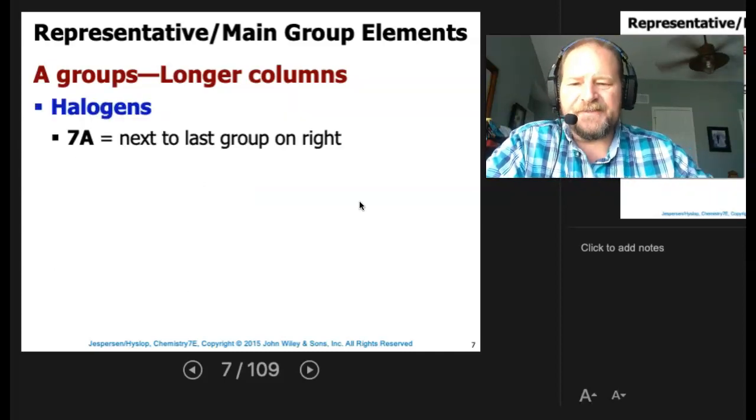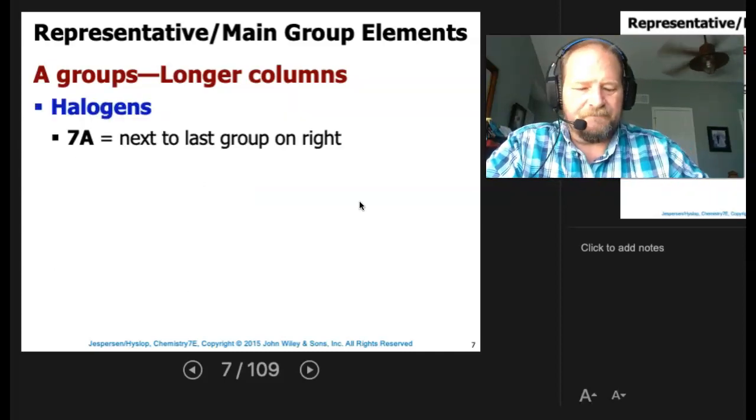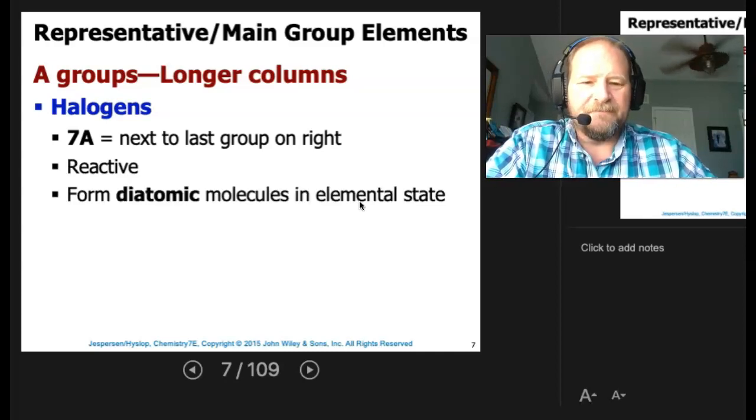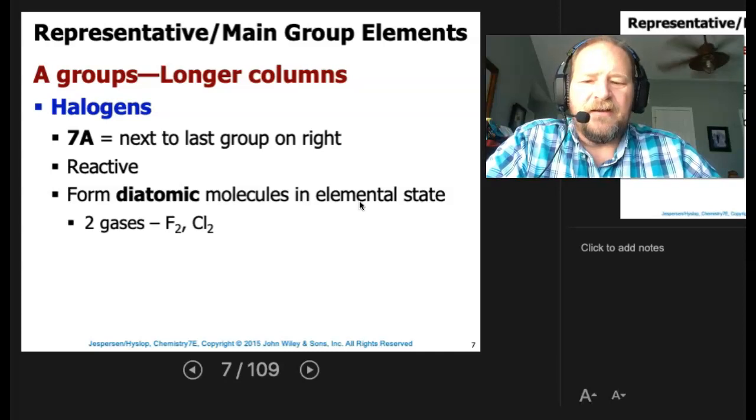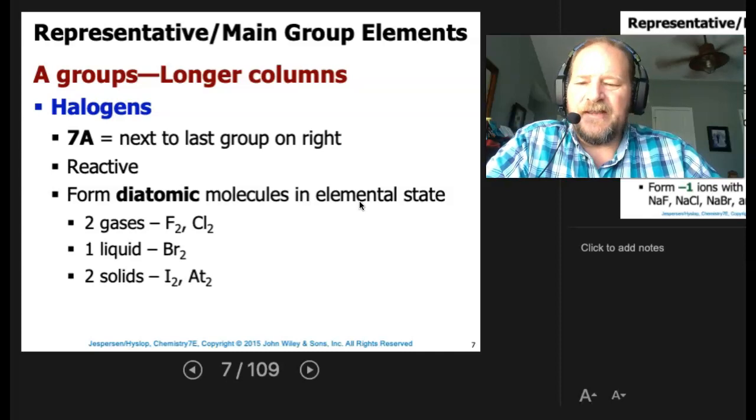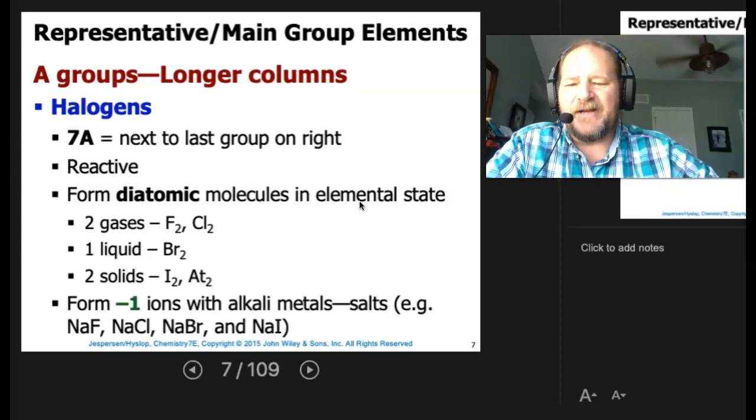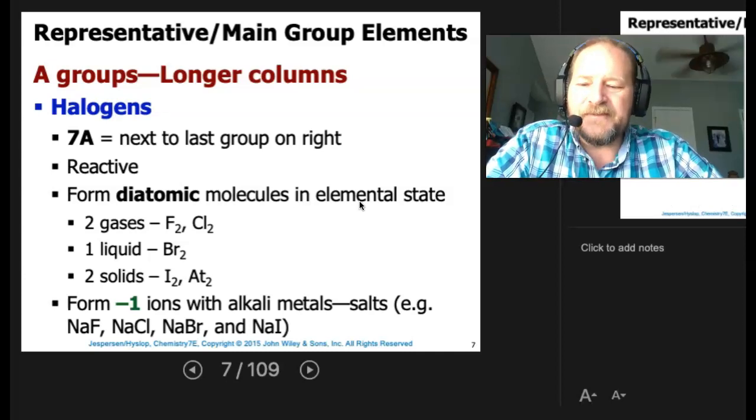All right. For your halogens, this is next to the last group. These are also reactive, but they typically form diatomic molecules. And so in other words, what we're saying is fluorine will come naturally as F2, chlorine would be Cl2. Bromine is actually a liquid at room temperature, and then the other two are solids, so iodine and astatine. They typically form -1 ions with alkali metals.